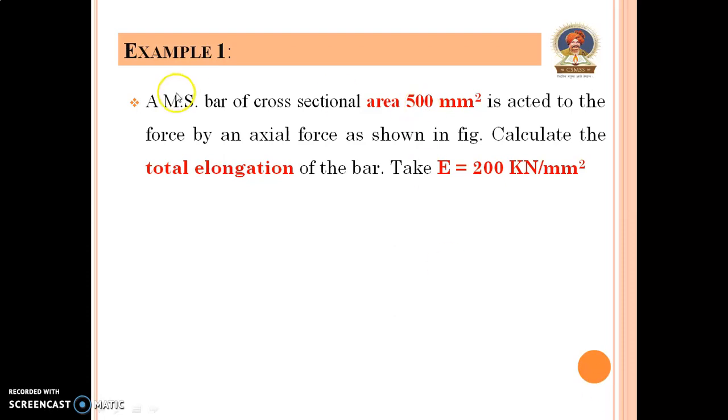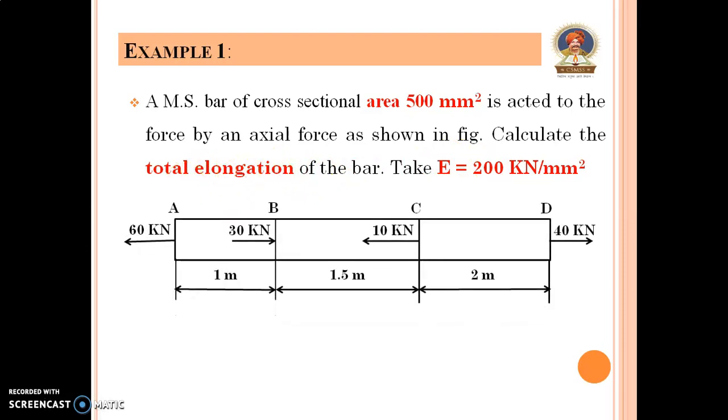Here in this diagram, an MS bar, that is a mild steel bar, having uniform cross-sectional area 500 mm square is given, and Young's modulus E is equal to 200 kN per mm square is also given. To find the total elongation of the bar, the diagram is given.